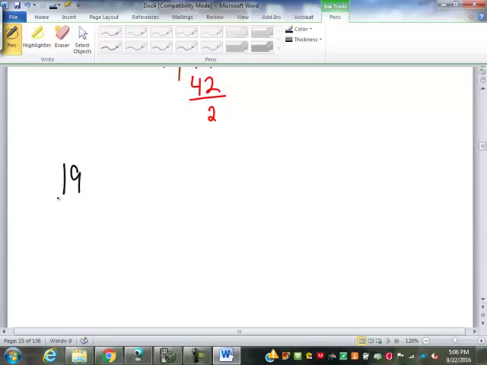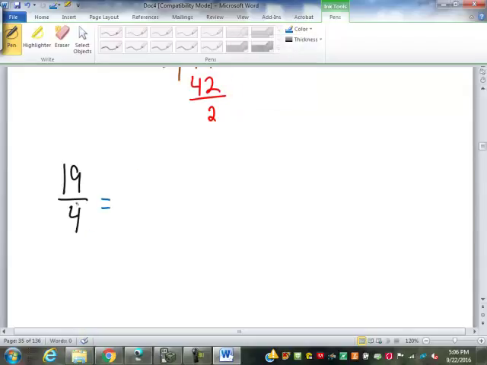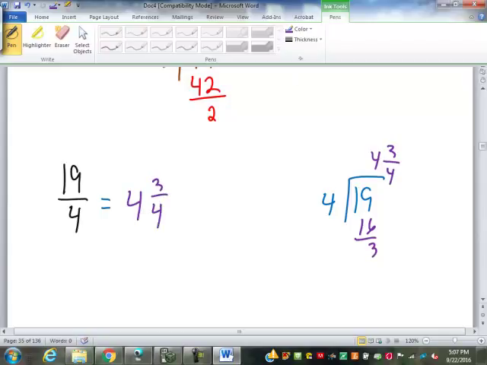Now let's do it, 19/4. How many times is 4 going to 19? 4 goes in there 4 times. 4 times 4 is 16, so there is 3 left over. So 3/4. So it's 4 and 3/4. Make sense? Okay.